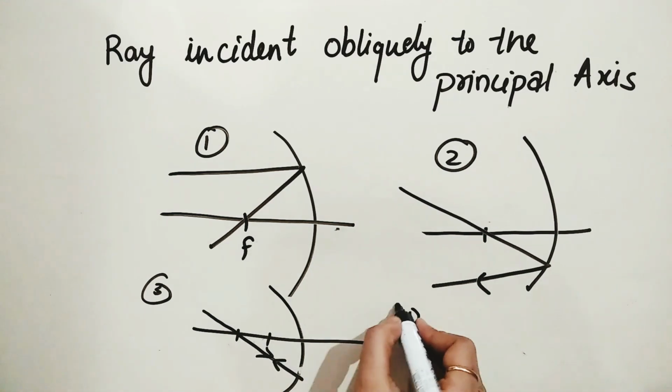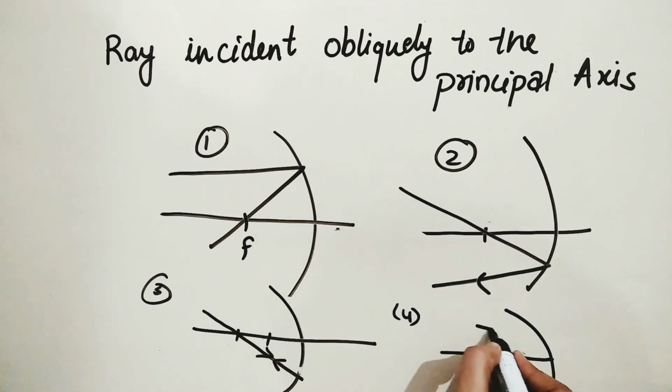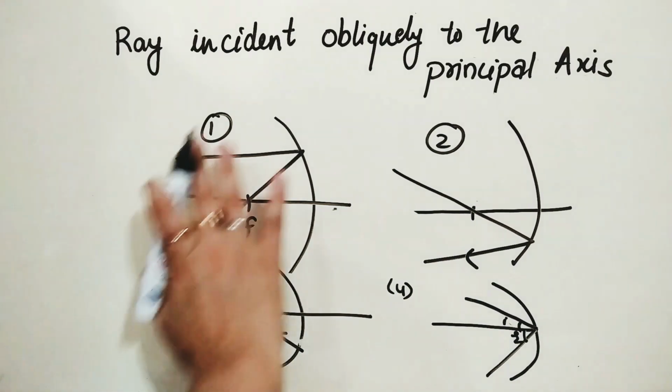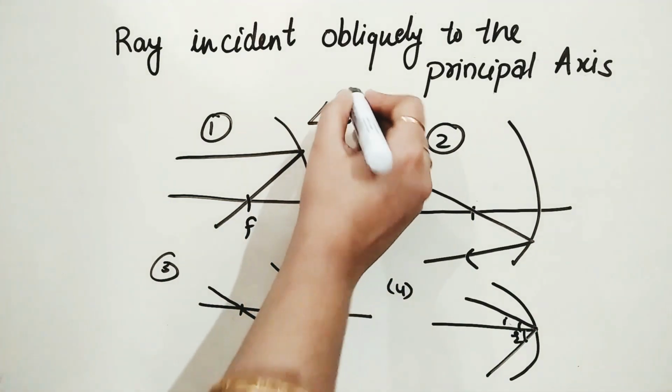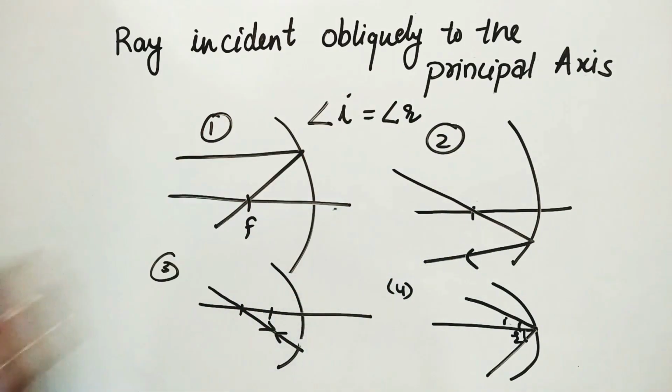And the last rule, if the ray is incident obliquely, that is, making angle I with the principal axis, then it reflects at angle R, that is I is equal to R. So these four rules are used in representing any ray diagram by the spherical mirror. And one important rule followed in all these images is that the angle of incidence I is always equal to the angle of reflection.